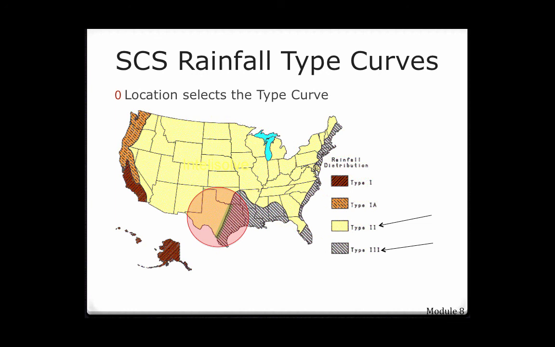Okay, Texas is special because it's so big that it has 2 type curves associated with it. That green line, for all practical purposes, is Interstate 35. If you're to the left of it, to the west of it, you use type 2, and if you're to the east of it, you use, anybody? Type 3.